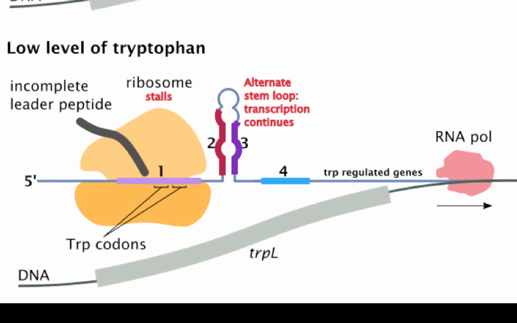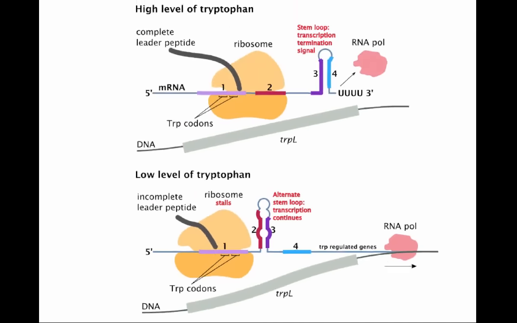On the other hand, when you have low levels of tryptophan, the amino acids are no longer there, and the ribosome is going to stall at position 1 because it cannot add an amino acid to the sequence. There is no tRNA with tryptophan attached to it, and therefore the amino acid synthesis will halt and the ribosome will stall. Now, the stem loop is going to be formed between region 2 and region 3. That is an alternate stem loop which allows transcription to occur. And now the RNA polymerase is going to be able to transcribe the genes that are required for tryptophan biosynthesis.